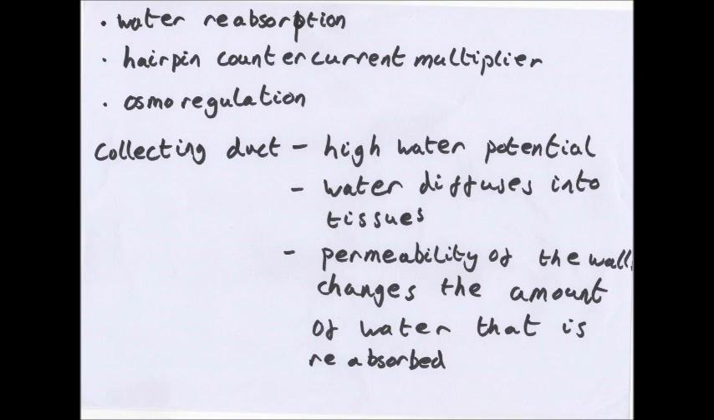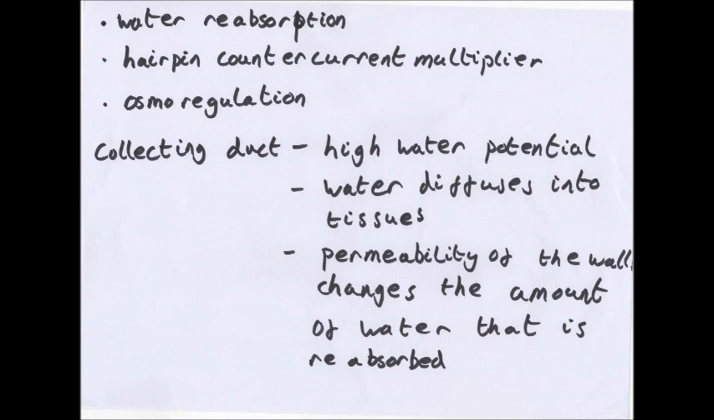The ascending limb is impermeable to water, so the water stays inside the tubule, creating a low water potential in the medulla, because there's a high concentration of ions. Because of the low water potential in the medulla, water moves out of the descending limb into the medulla by osmosis. This makes the filtrate more concentrated, because the ions can't diffuse out. The descending limb isn't permeable to them.